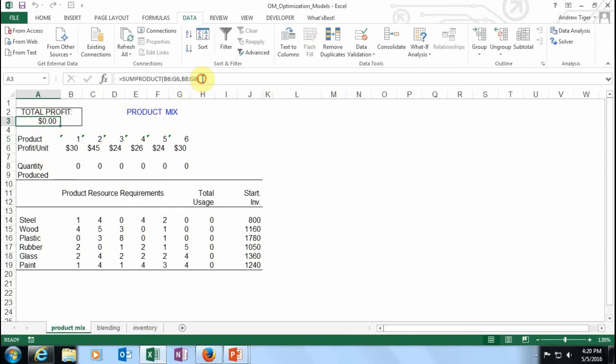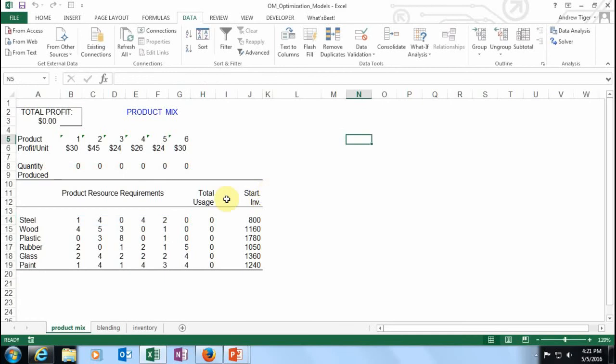And you can see the profit formula is a function of the unit profit and how many we make. All of these products require resources. For example, product one requires 1 unit of steel, 4 units of wood, no plastic, 2 types of rubber, 2 glasses, and 1 paint. So when I look at the usage of steel, it's going to be how much of each of these that we make multiplied by the different steel requirements for each of these products. So this is a usage formula.